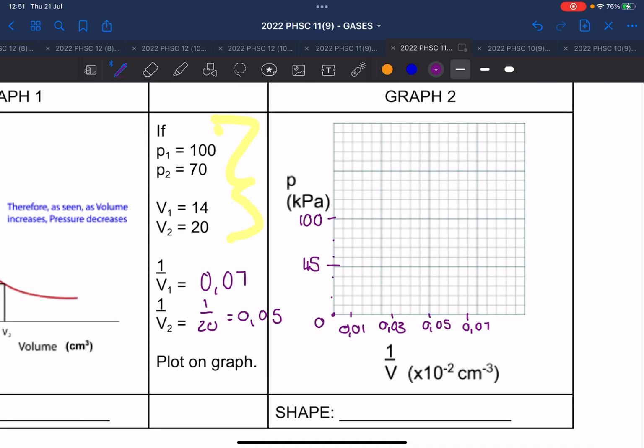So the first point we need to plot is P1. So P1 is 100 and V1 is 0.07. So we'll line up V1 to here. The next one is 70 and 0.05. So we'll line them up. 70 and 0.05. Does it make sense?